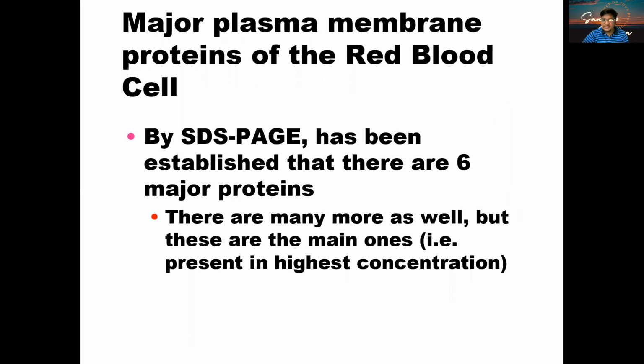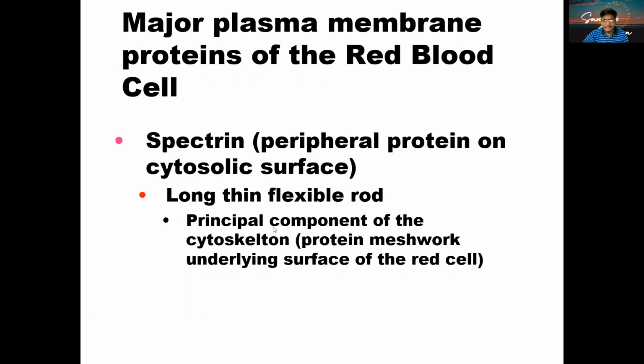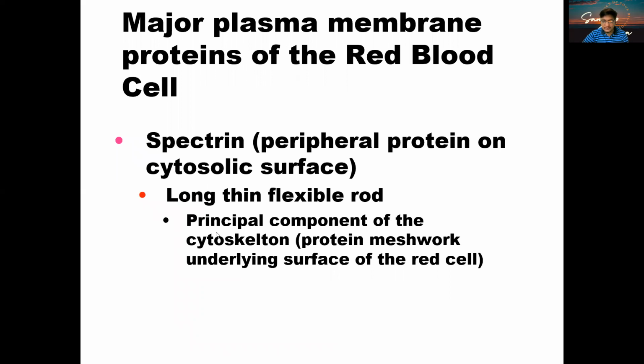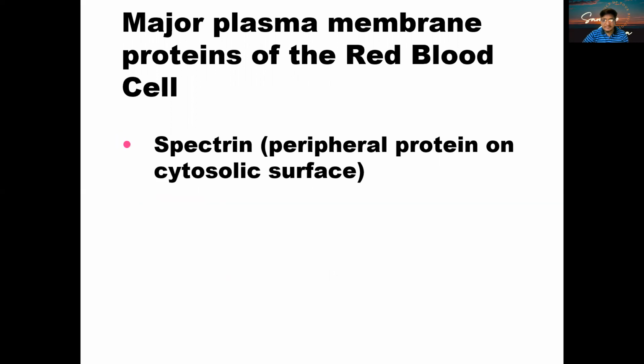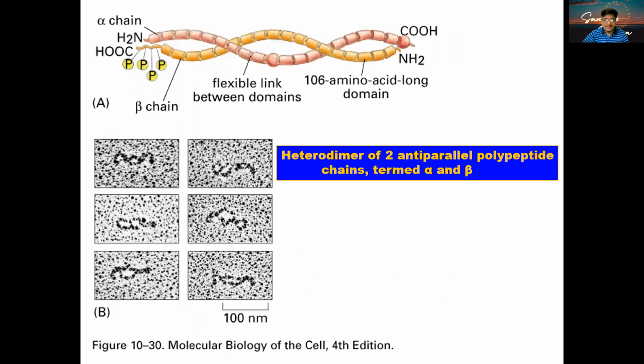Among the major plasma membrane proteins of red blood cells, we can establish there are six major proteins, shown in this SDS-PAGE diagram. Spectrin is one, a peripheral protein on the cytosolic side. It is a long, thin, flexible rod, which is a principal component of the cytoskeleton underlying the surface of the red cell. It has a role in the maintenance of structural integrity, because it works with the cytoskeleton, which determines the shape.